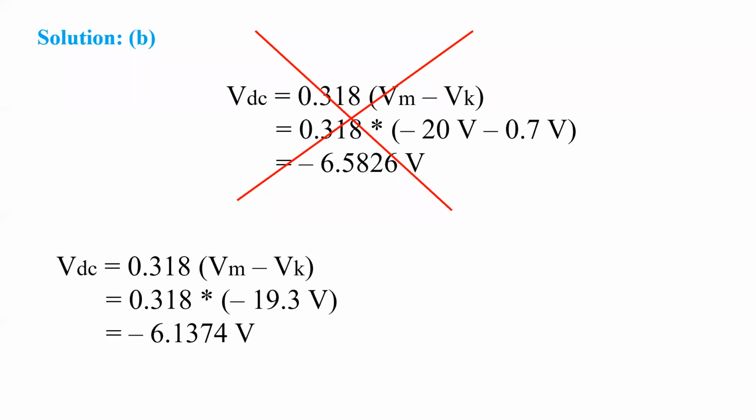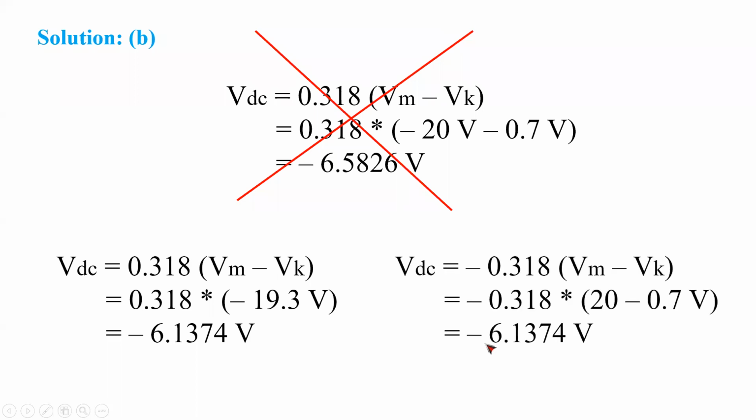Okay, the actual way of doing it, or the more perfect way of doing it, is this one. VDC. So you put a minus in front of 0.318 because you know it is negative half cycle. When it is positive half cycle, put a plus. When it is negative half cycle, put a minus. Minus 0.318 VM minus VK. The VM is 20 volt and VK is 0.7. That gives you minus 6.1374. They are exact same result, but this is much easier to understand.